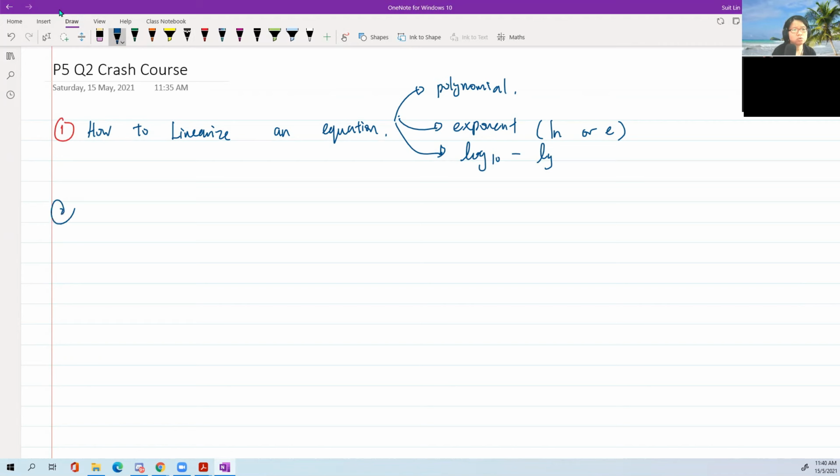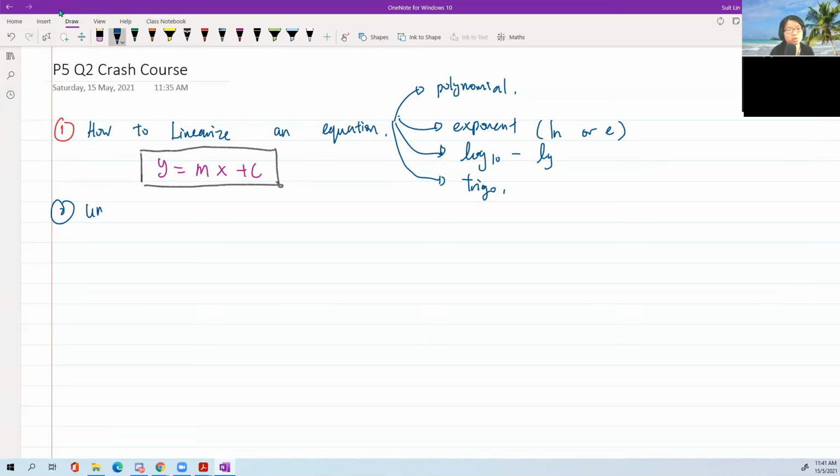Number 2, will you get trigo? Sure. But not the type where you need to use identity. Normally, it's from resolution of forces. So you just need to know how to measure the angle. This is question 2. Anyway, so how to linearize the equation into the format y is equal to mx plus c. Basically, if you do physics and you don't know how to use this equation properly, your life is just hard from paper 3 to paper 5.